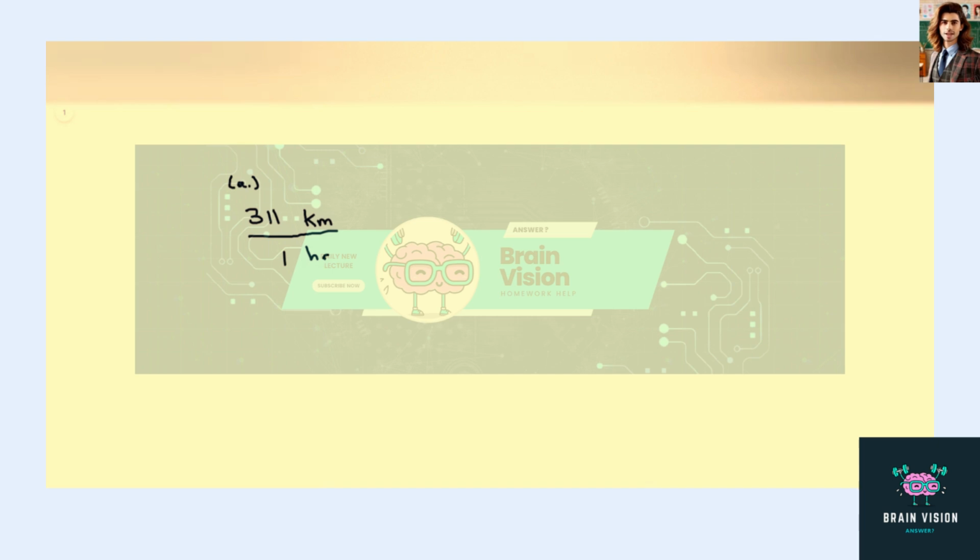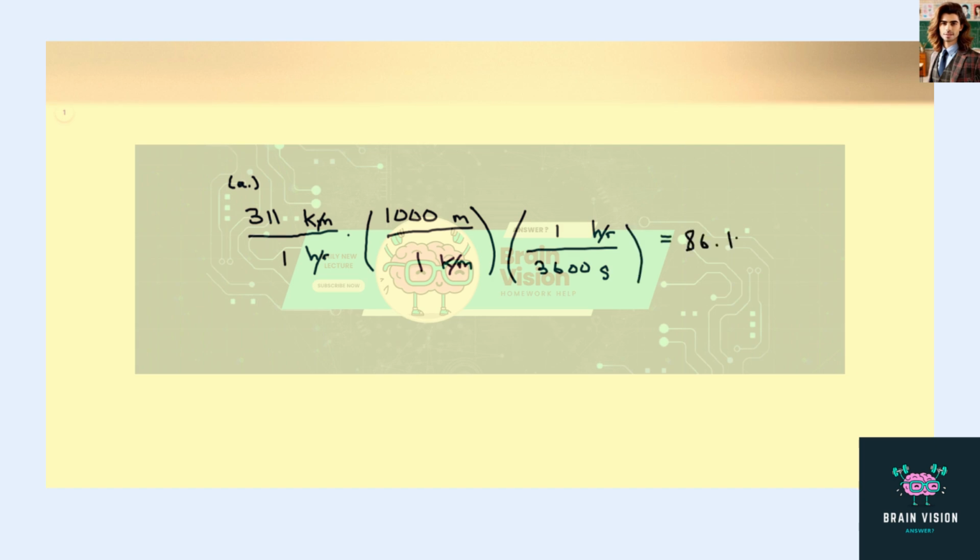In part A, we're asked to find the acceleration during the crash. The first thing to do is convert 311 kilometers per hour into meters per second. To do this, we multiply by the conversion factor, 1,000 meters in 1 kilometer. This will cancel the kilometers and leave us with meters. And then we want to cancel the hours, so they go in the numerator. We want to turn them into seconds, and 1 hour is 3,600 seconds. When we multiply this out, we'll get 86.4 meters per second.